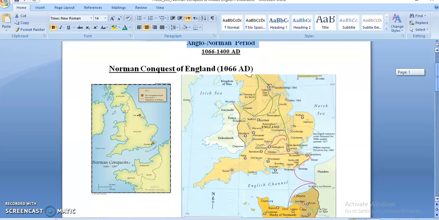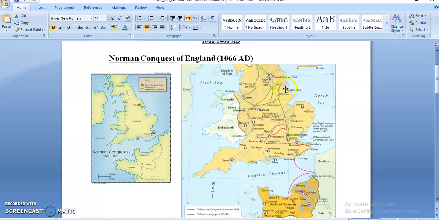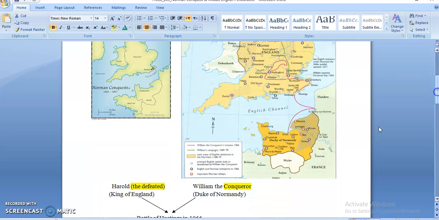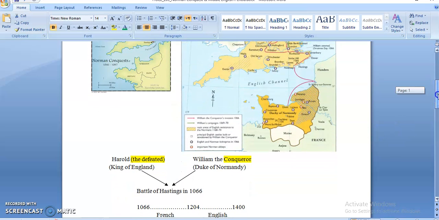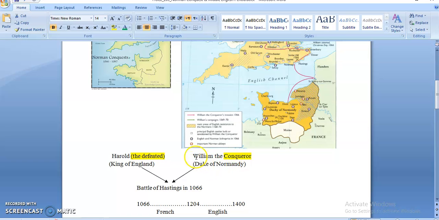So please have a look at this map. As you can see here, this is England, and here is shown the English Channel, which is part of the Atlantic Ocean, and here is the North Sea. So France lies somewhere here to the south of the English Channel, and this area is known as Normandy. It is about 75 kilometers from the English Channel. So here lived a duke known as the Duke of Normandy. The name was William the Conqueror. So he attacked England in 1066.